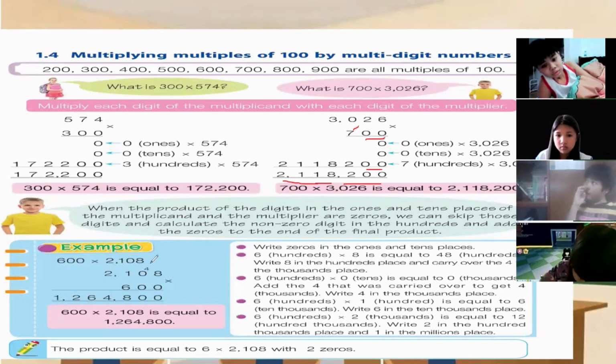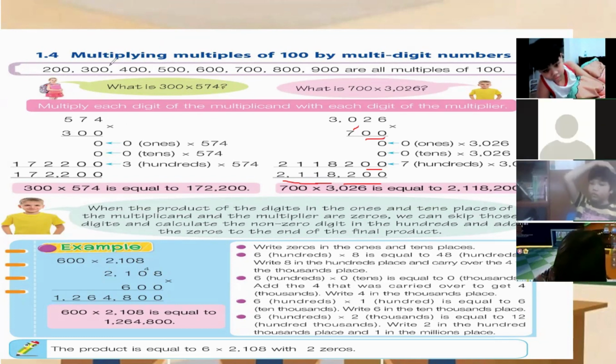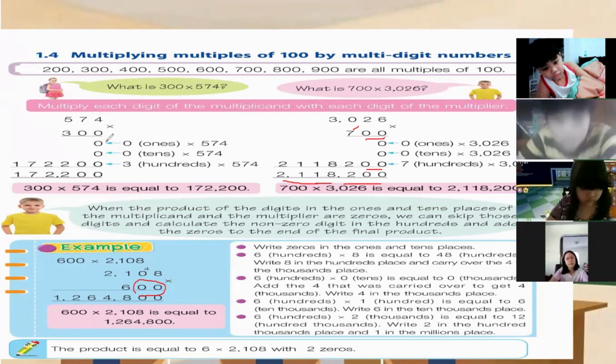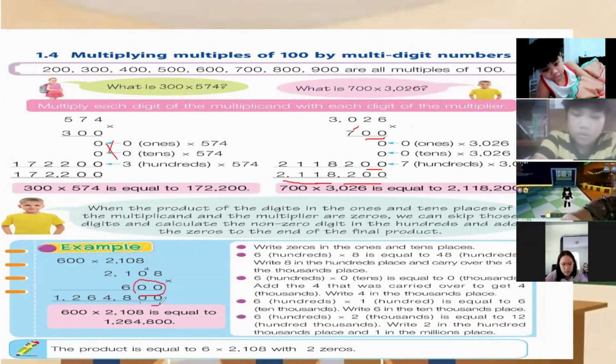Let's have more practice. Okay, so here we have multiplier 2,108 and multiplicand 600. So the zeros we are going to multiply with the 2,108, so there will be 0. So that's why we are going to skip that place. Okay, skip that multiplication. So straight away we write down 0 at place 1 and 0 at place 10. Now we are going to start with place 100. So at place 100 we have 6.